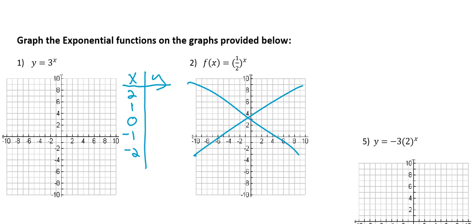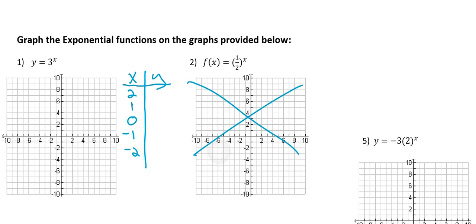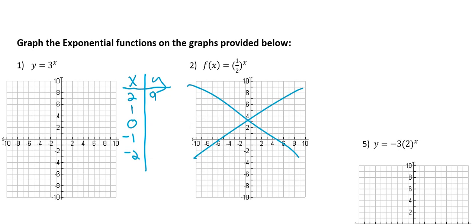Since it's 3, again, you don't want to pick like 4, 5, and 6, because if you think about it, 3 to the 4th power is 81, so it would be something you don't want to graph. So you want to keep your numbers low for what you're plugging in. So it's going to be 3 squared, and 3 squared is 9. Next we have 3 to the 1st, that's 3.